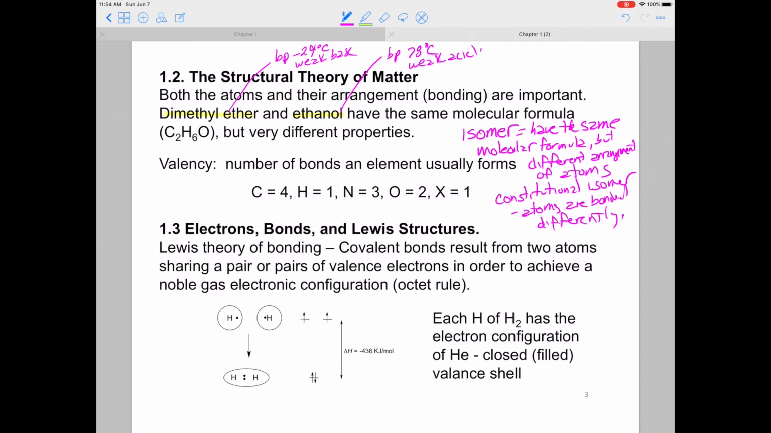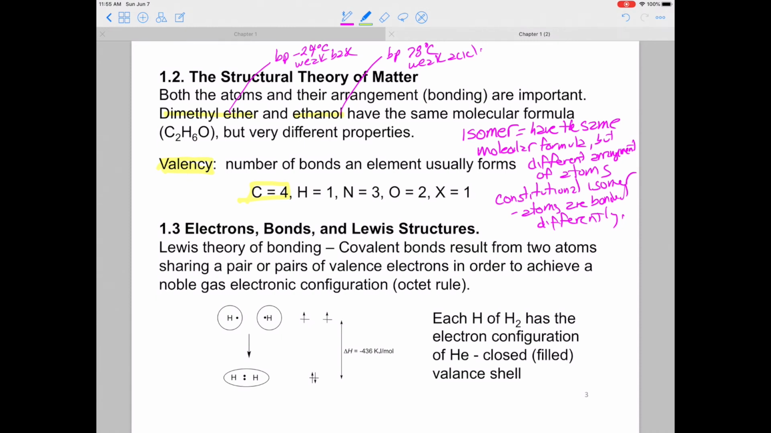All right, one other thing that needs to become sort of second nature to us as we're going through the course is the idea of valency of the main atoms that we're going to use in organic chemistry. So the valency is the number of bonds an atom usually forms. Okay, so for carbon, the valency is 4. So carbon likes to form 4 bonds. Hydrogen forms 1 bond, nitrogen 3, oxygen 2, and the halogens form 1 bond.